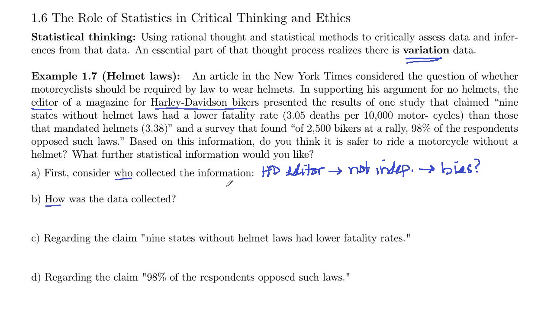Look at how the data was collected. So how did they collect this data? Well, he says here one study claimed, and they tell us 9 states without helmets had lower fatality than those that mandated. They really didn't tell us how they got that data. However, in the next statement, they said a survey found of 2,500 bikers at a rally, 98% of respondents opposed such laws. So the second batch of information was collected by a survey, which is not random. And that introduces the possibility for bias again.